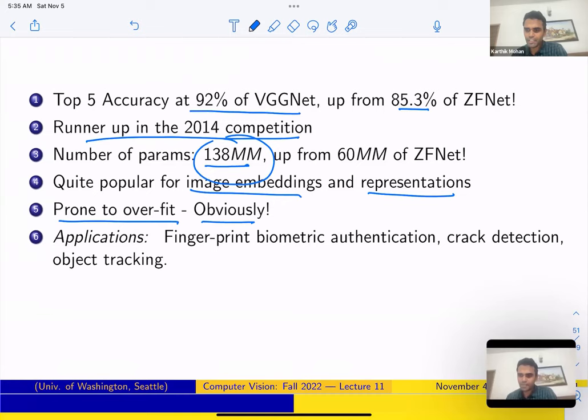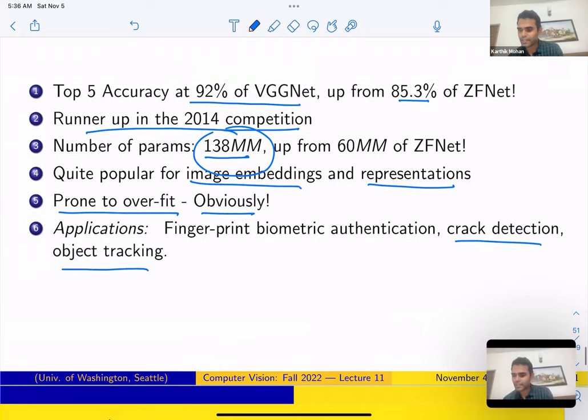The applications that VGGNet has been put to include fingerprint biometric authentication, crack detection, object tracking, and so on. Right. If you go through airports these days, you have Clear. Clear is doing face recognition really well. I wonder what model they use there, if they're using any deep learning. But if you have really complicated face recognition, biometric authentication, things like that, you might be using one of these nets in there.